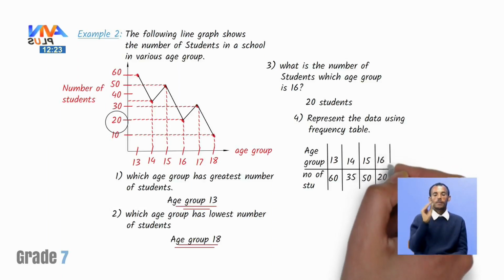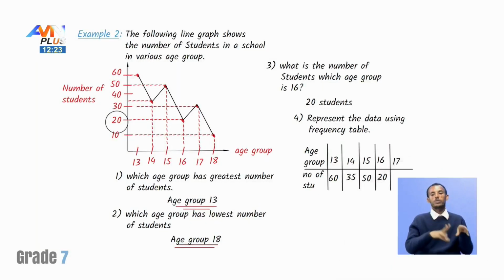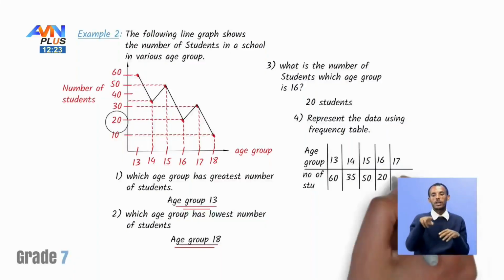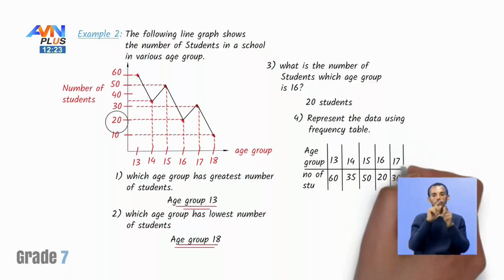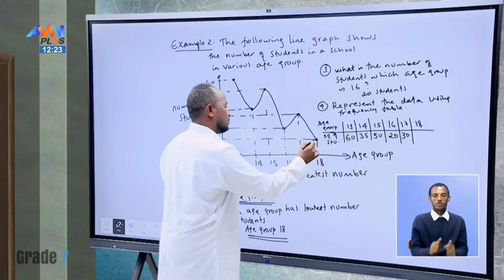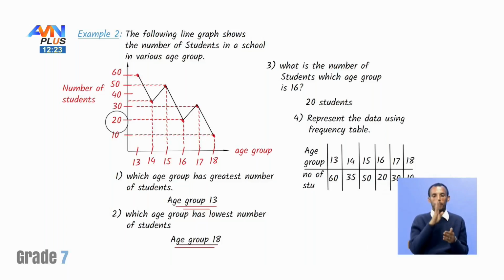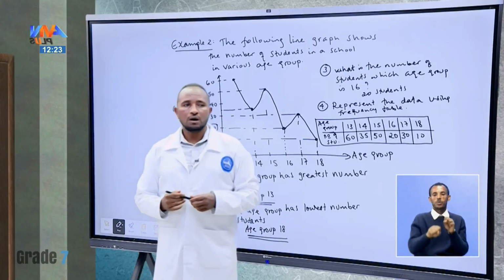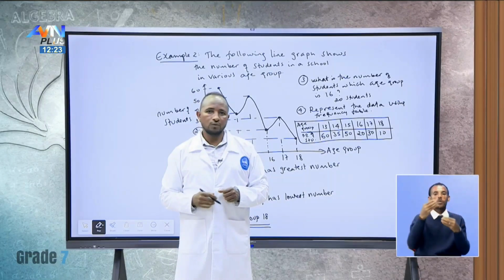And finally, the number of students whose age group is 17, just move to the line graph, just horizontally, you have 30. And the number of students whose age group is 18, just move up and you have 10. So this will be a tabular representation of this line graph. That's it. So this is all about today's lesson. I'll give you questions for you to try at home.